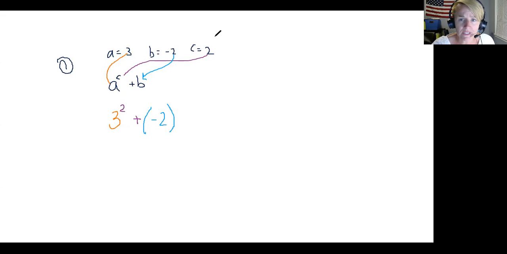So in order to solve this, I'm going to use my Please Excuse My Dear Aunt Sally. And there's nothing to be done inside this parentheses, so I don't really have anything there to do. The next thing I need to do is my exponent. And that exponent says 3 times 3, and 3 times 3 is 9, plus a negative 2. So I have a positive 9, and I'm adding it to a negative 2, which is the same as saying 9 minus 2. And my final answer for number 1 is going to be 7.